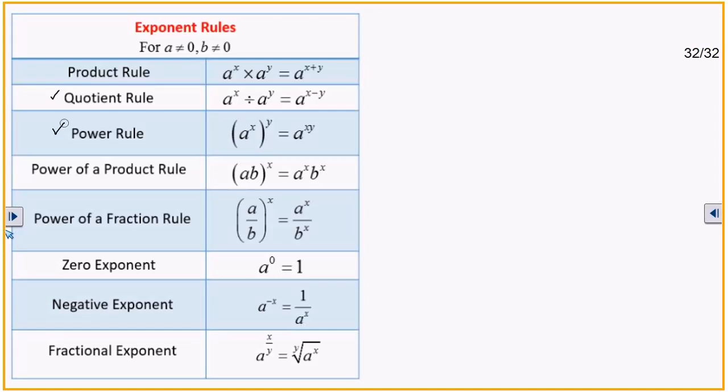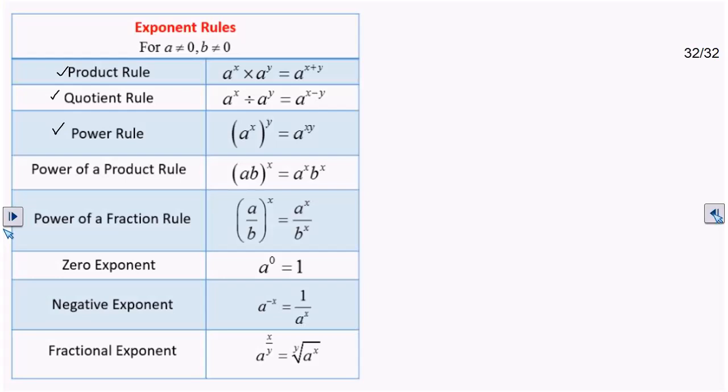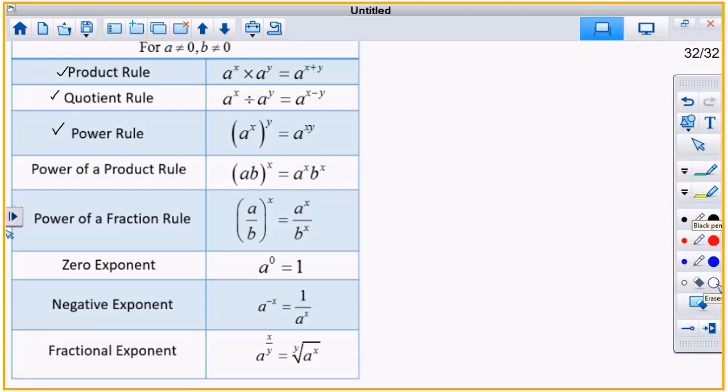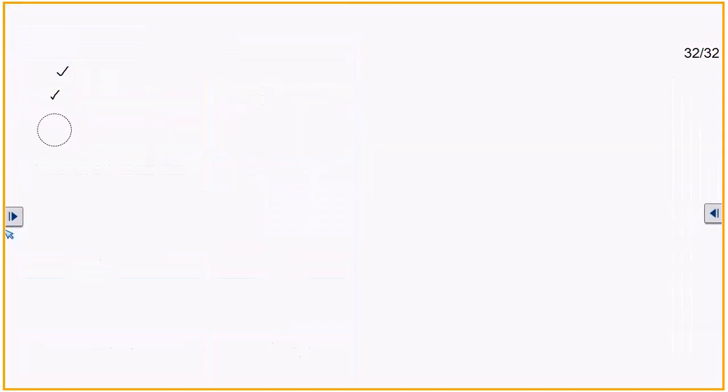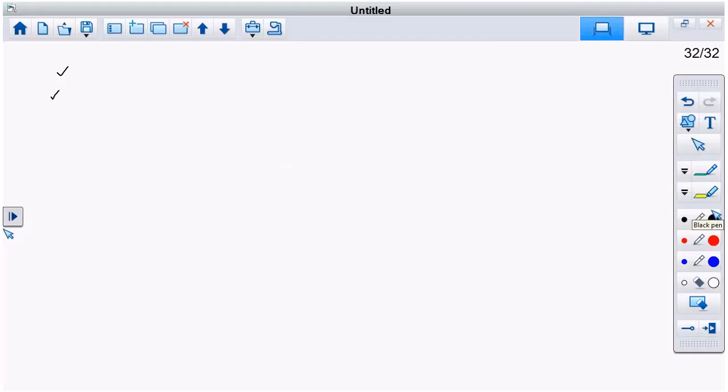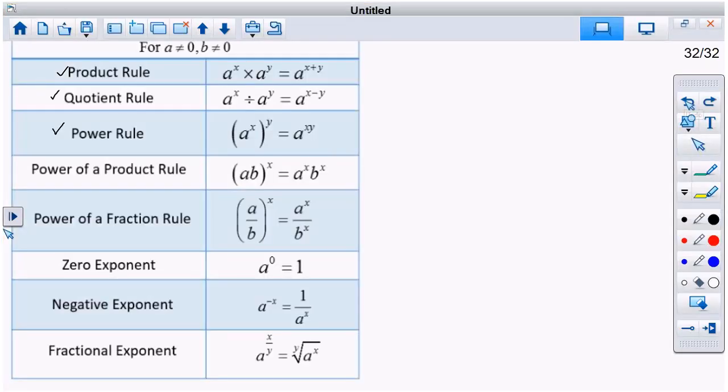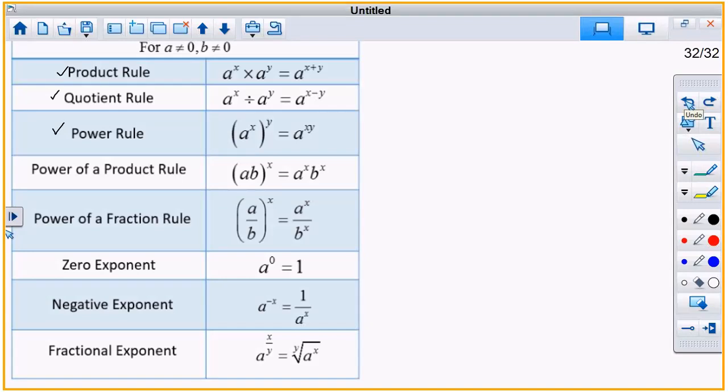And I'm sorry, not the power rule, the product rule, sorry. And the power rule doesn't hurt to help, but I mean, help to hurt, whatever. We don't have to learn it. But what I want you to do is take a picture of this, or you can look it up on Google, or you can write them down, whatever.